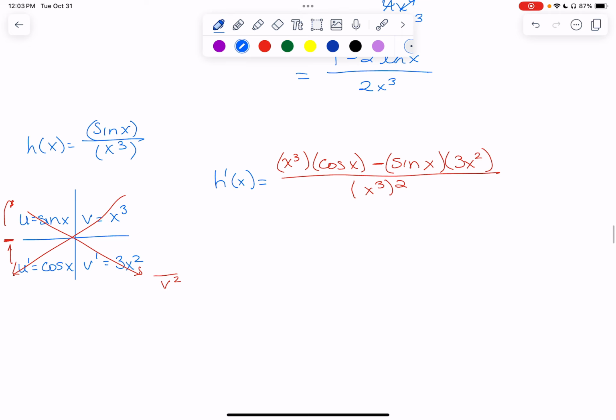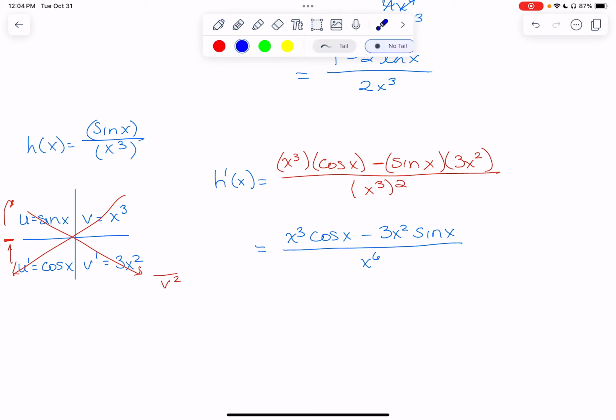It's just not my favorite to write in. So here I have an x cubed cosine x minus a 3x squared sine x. I'm just moving that out front so that my trig functions are at the very end, over x to the 6th, because x cubed times x cubed is equal to x to the 6th.